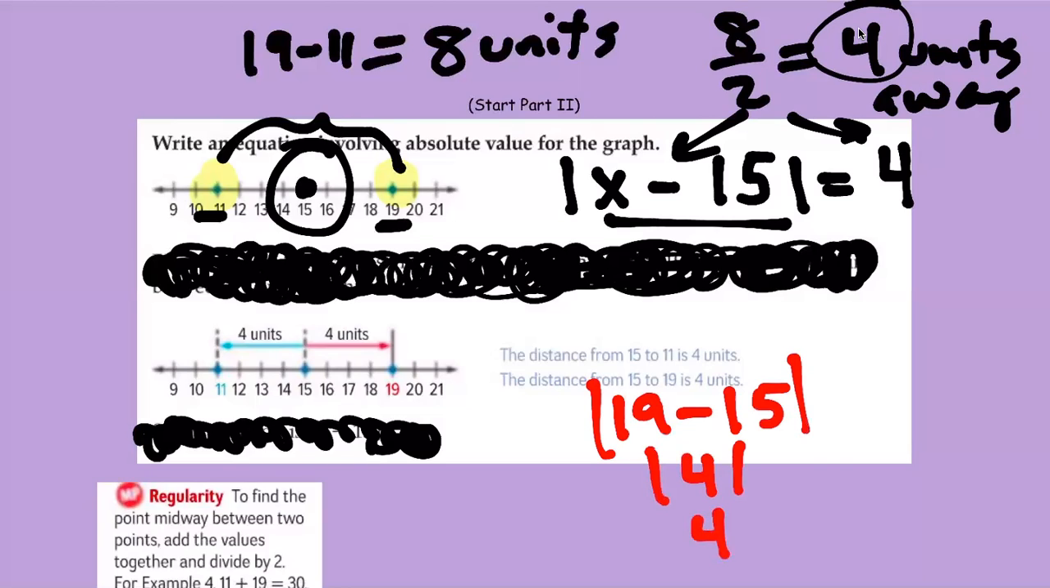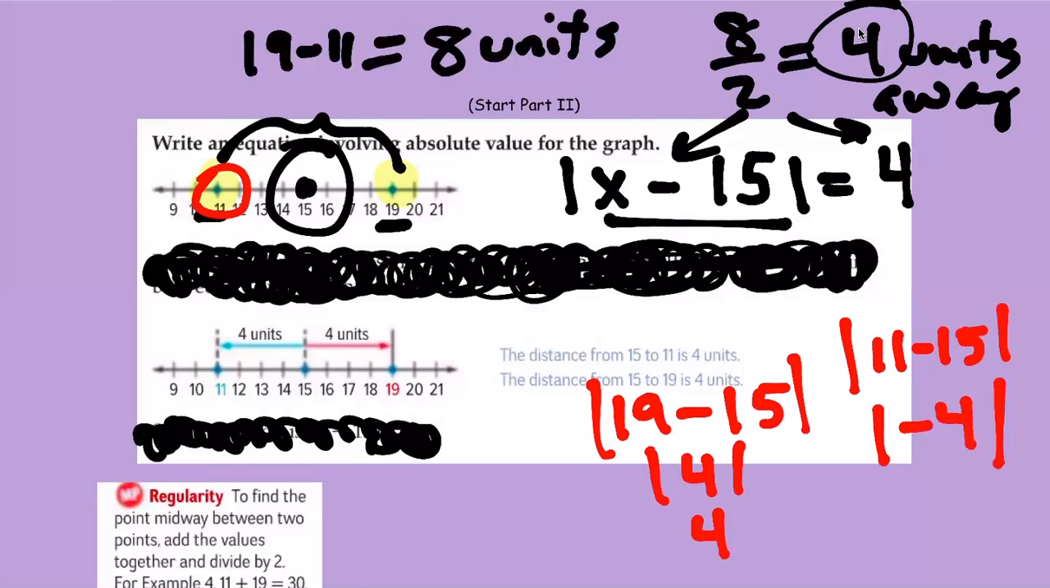Now let's do the negative case. The negative case would be taking 11. So we go 11 minus 15. Well, 11 minus 15 is negative 4, and the absolute value of negative 4 is positive 4. So they both work out. They both get you to this number here, and that's what we want. So that is, in a nutshell, how you do these types of problems.